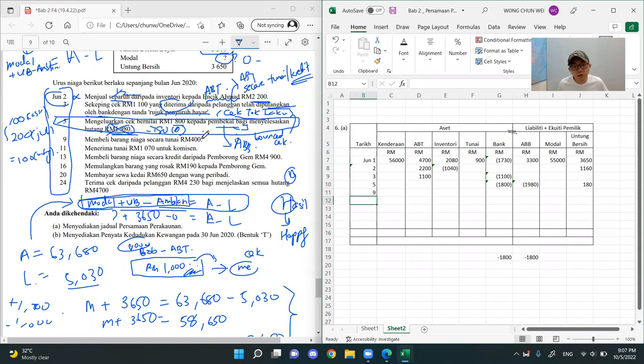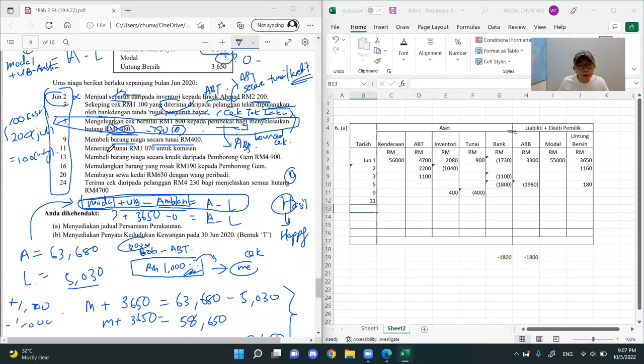Membeli barang niaga secara tunai 400 ringgit. So you beli barang niaga secara tunai. So very simple, I think. So your tunai you minus 400 because you beli bayar. Okay, and then you barang niaga. So barang niaga you add into your inventory, you add 400 ringgit.